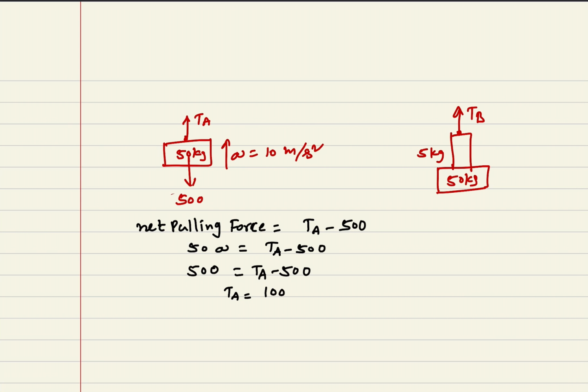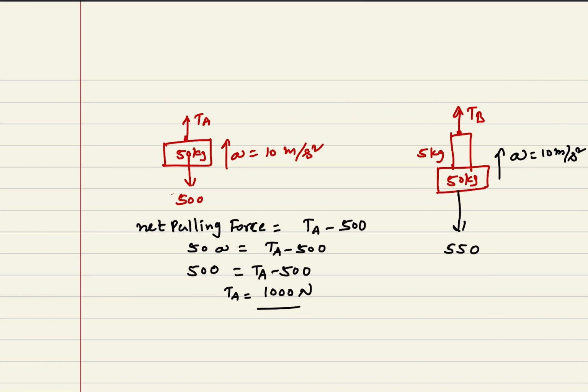We can see TA value is equal to 1000 newtons. Similarly, here we can see that net downward force is how much? 550 value will be there. Upward direction A is there. Now, whatever the A value is, it is 10 meter per second square.